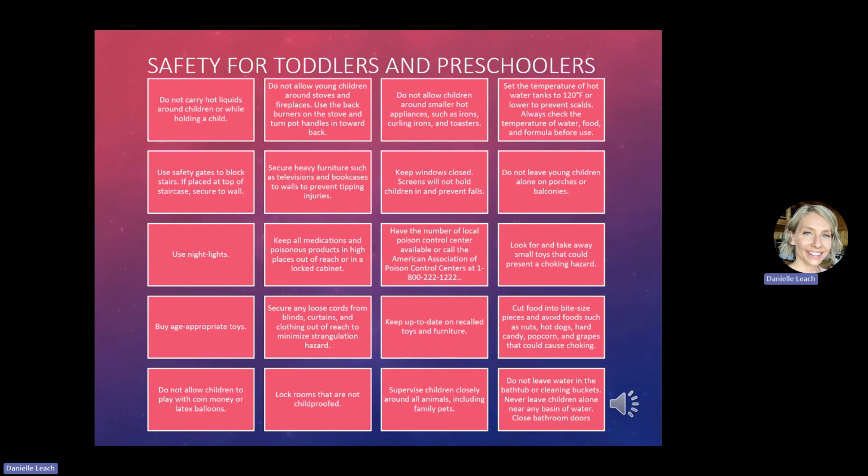You can set the temperature of your hot water heater. You want to set that to 120 degrees Fahrenheit to prevent scalds. And then, of course, check their food to make sure it's not too hot.